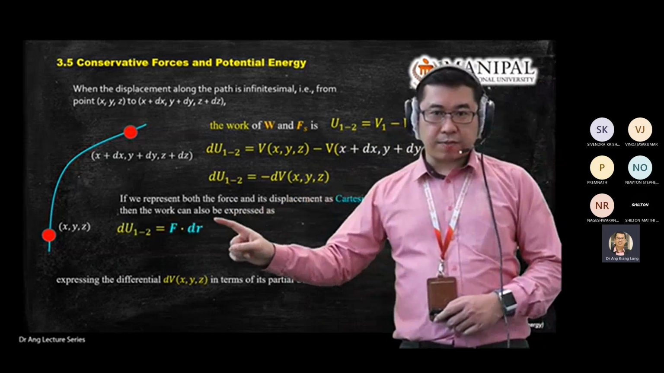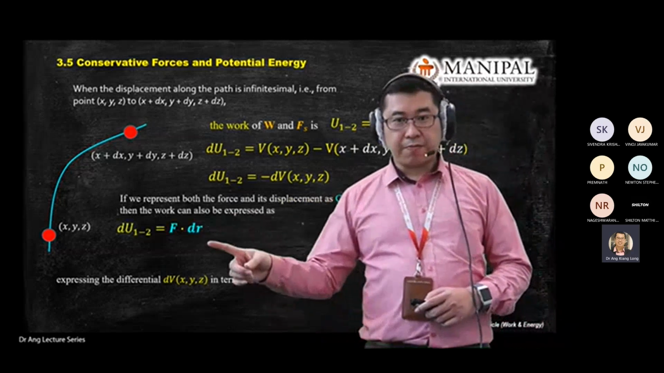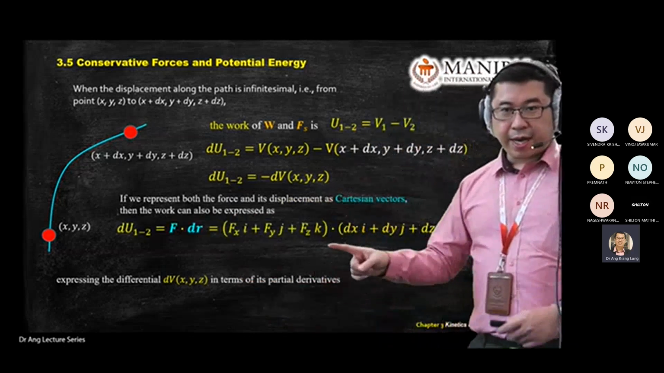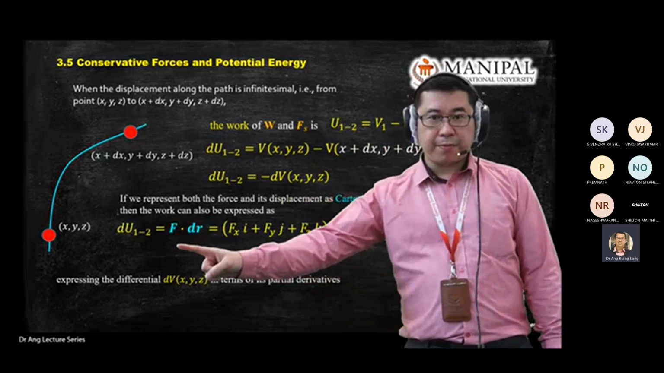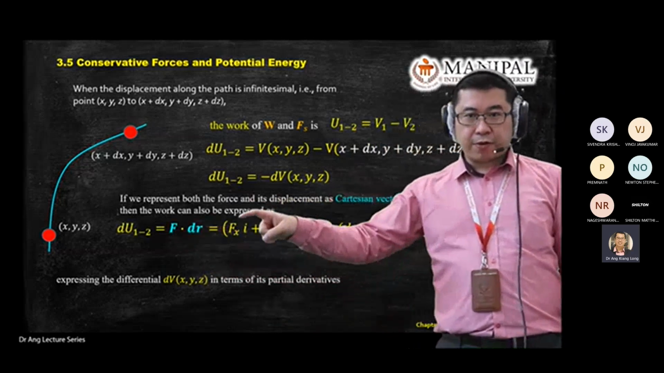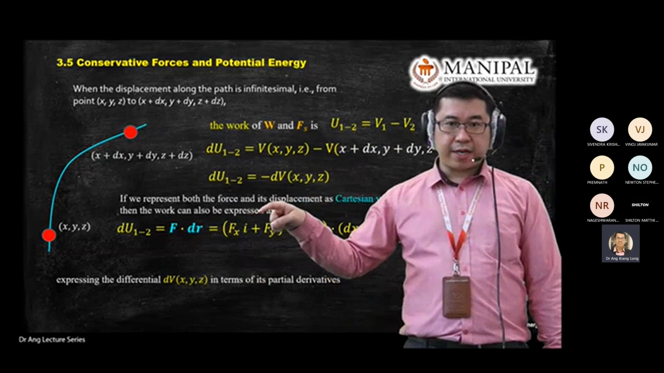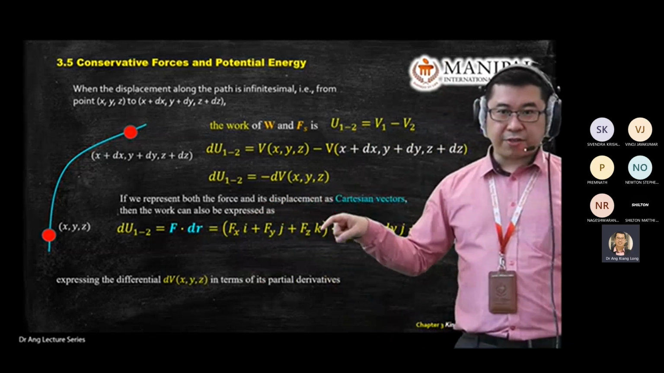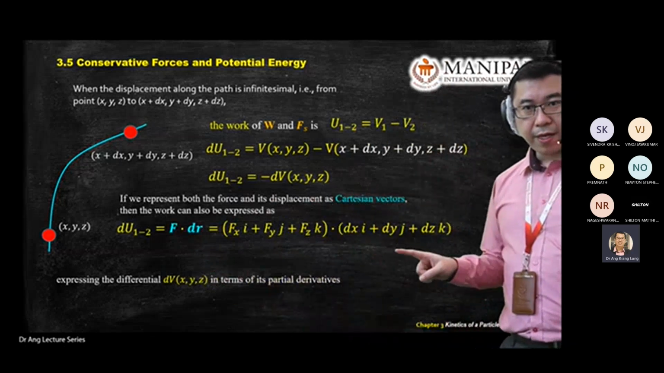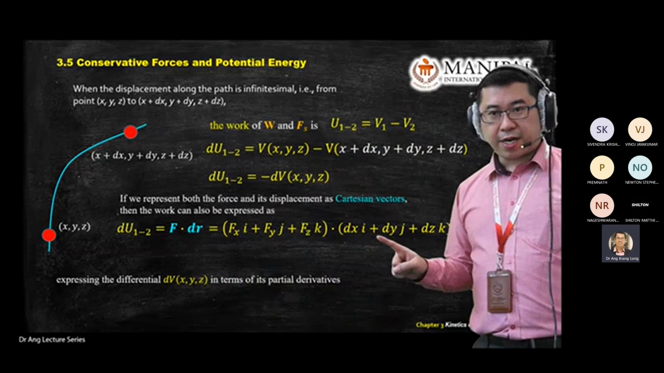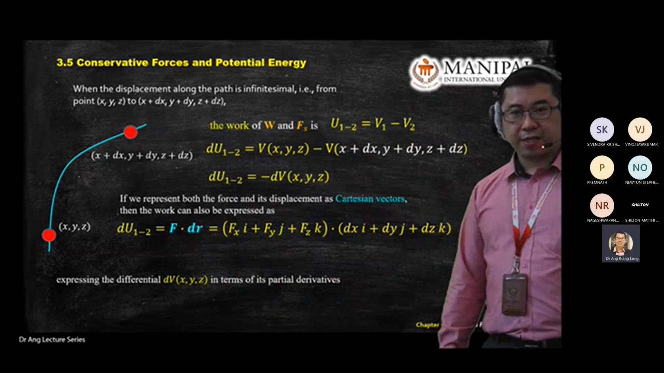So this is just another application. Recall, we recycle the concept that we learned previously, F dot dR, and we write it in vector form. So F is force in the i direction, j direction, k direction: Fx i, Fy j, Fz k. What about the r? The r can also be written in ijk location, dx i plus dy j plus dz k.